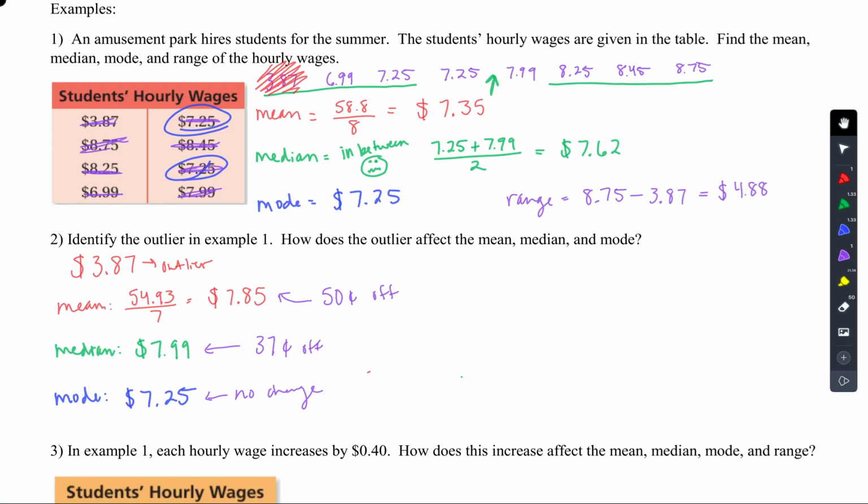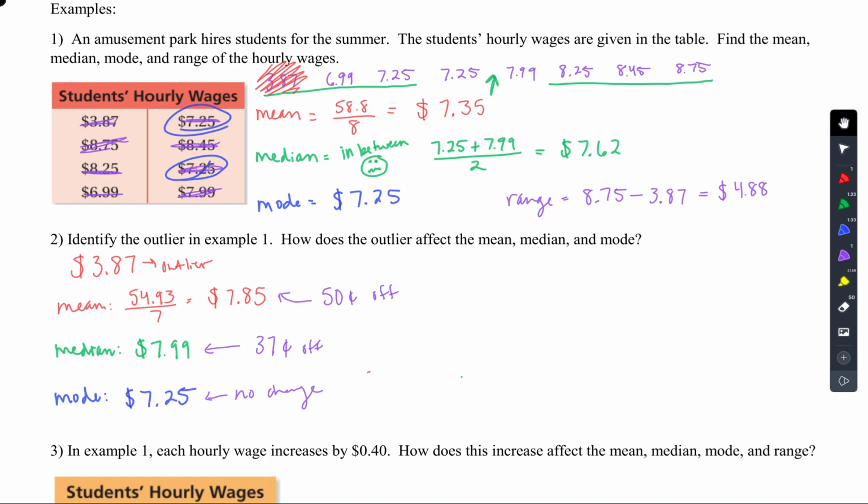what you want to notice here is this outlier. If I take it out, my mean was 785. So check that you got that. Then you just want to make sure you're careful with your adding, guys. But if you notice that compared to your original mean, you're 50 cents off. Okay, 50 cents off if I took out the outlier.